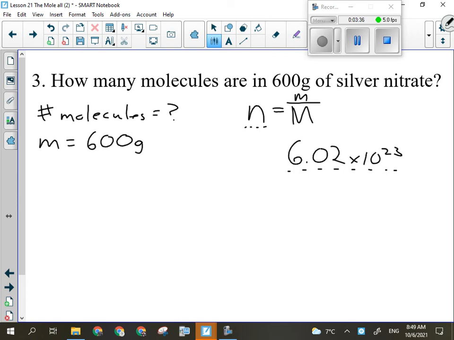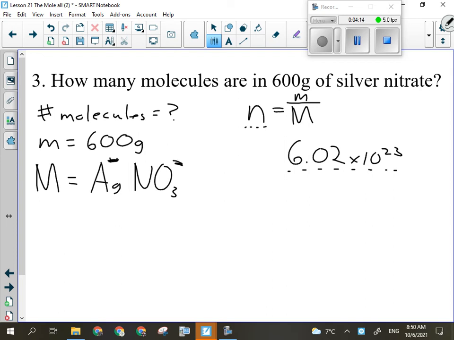Then they told me it's silver nitrate, which means I can use that to calculate the molar mass using my periodic table. But they gave it to me in word form, which means I have to be very, very careful. I have to get the formula right, or I won't get the right molar mass, I won't get the right number of moles, I won't get the right number of molecules. So this is silver nitrate. Silver, which is a +1, with nitrate, NO3, which is a -1. Drop and swap, done.